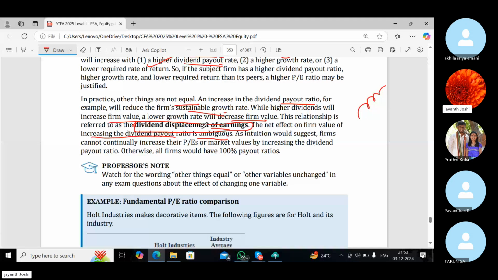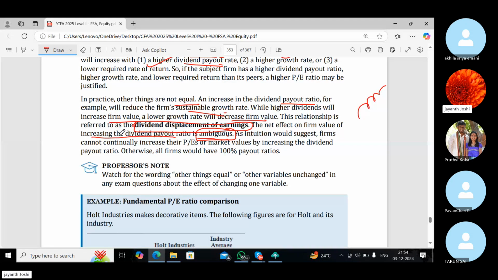So that is a matter of ambiguity, and there is a lot of confusion in coming to a conclusion in that case. See, higher dividends are good for the company. Higher payment of dividends will increase the firm value. A lower growth rate will decrease the firm value. But a higher dividend payout ratio will also impact the sustainable growth rate. So this is creating a lot of confusion in the minds of investors. On one side, an increase in the dividend payout ratio is going to reduce the growth rate. Higher dividends are good for the investors at every point of time.